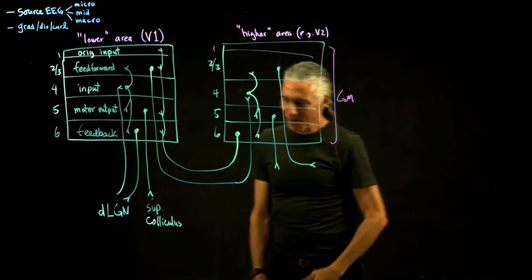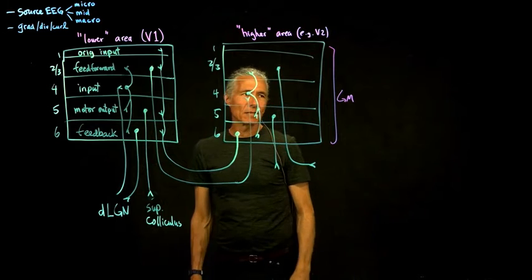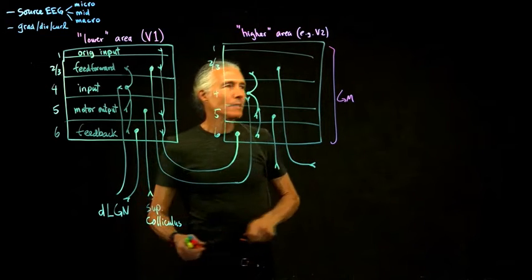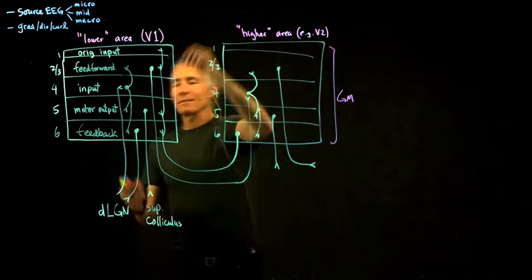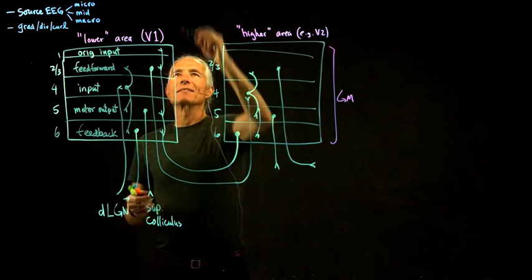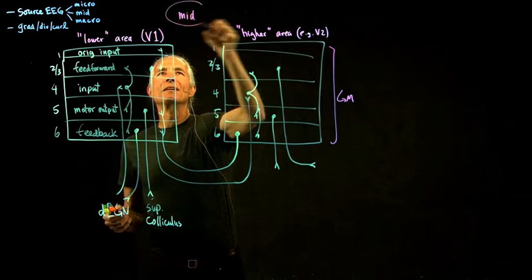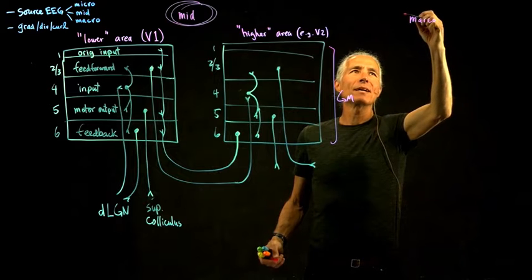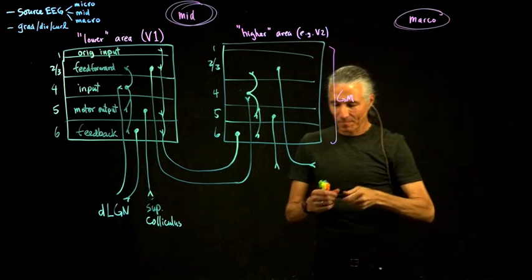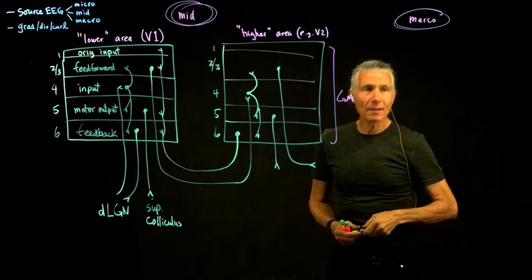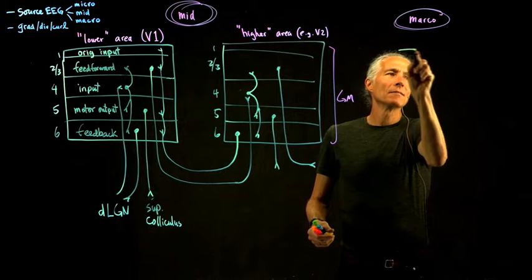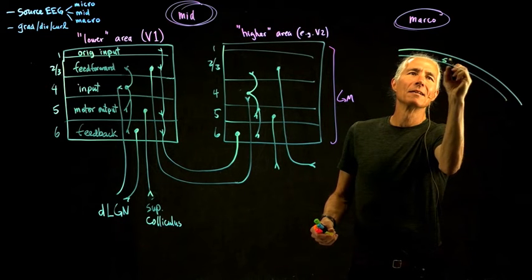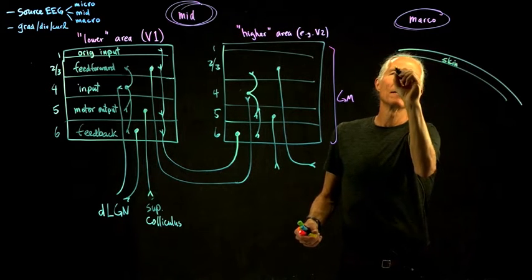Okay, so now, finally, that's kind of our mid-level. Finally, let's go all the way up to the macro level. So when we go up to the macro level, we have the skin. So here's the skin. And then there's the skull.